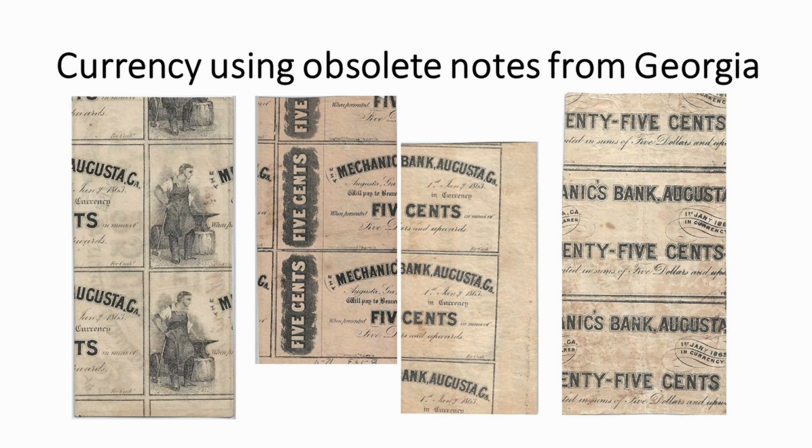Some of the paper used came from unused notes from the Mechanics Bank in Augusta, Georgia. There were 5 and 25-cent notes. As can be seen in the center notes, it is possible to piece together what the entire note looked like, if you are able to obtain notes with matching reverses. This applies to all obsolete notes used, not just the Georgia notes, as you will see next.